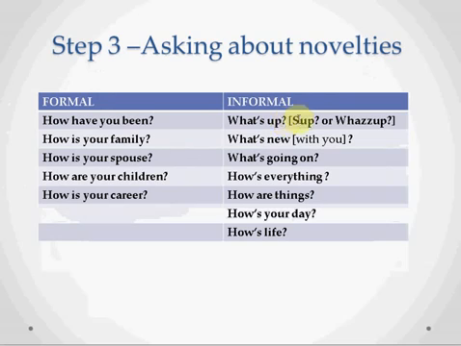If you're using informal language, you would say, "Hey, what's up?" Sometimes we simply hear "sup." It's a short form for what's up. Those are equivalent. Those are synonyms. You can also say things like what's new, what's new with you. You want to know what's new in the person's life. What's going on? When you use this sentence, you want to know what is taking place at the moment. What's happening in the person's life at the moment.